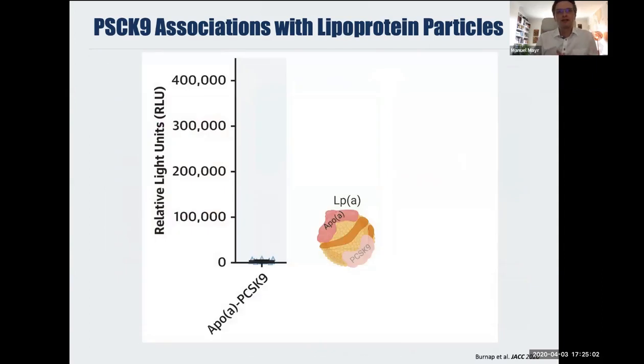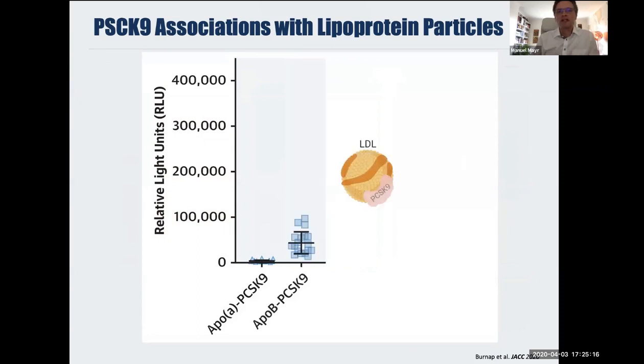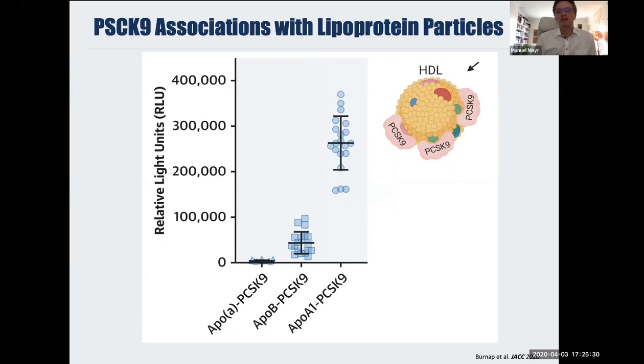So on the y-axis, you've got the intensity for the signal for PCSK9. If we use ApoA as a detection antibody, we see that only a small proportion of the circulating PCSK9 is bound to Lp(a). We get a better signal if we use an ApoB antibody, suggesting that there is a substantial proportion of PCSK9 that is binding to ApoB containing lipoproteins such as LDL. But to our big surprise, the strongest signal was actually observed for ApoA1, and this suggests that not the ApoB containing lipoprotein, but in fact HDL may be the main carrier of PCSK9 in the circulation.